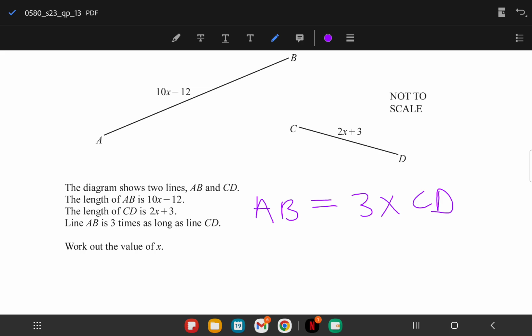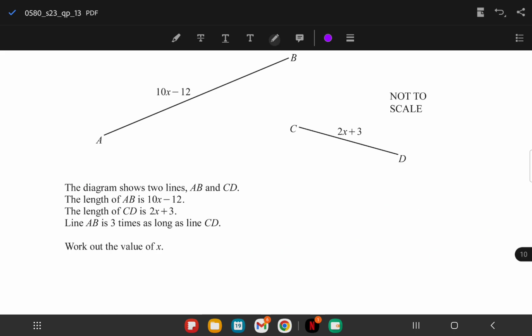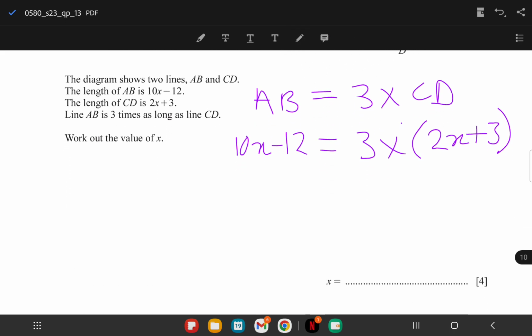Then I substitute. My AB is 10x minus 12, okay? It's equal to 3 times, in brackets, 2x plus 3. So I'm going to simplify my right side. 3 times 2, that's 6x. 3 times 3, that's plus 9, okay? All of this being equal to 10x minus 12.